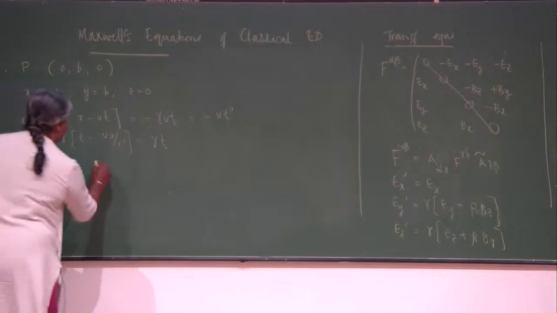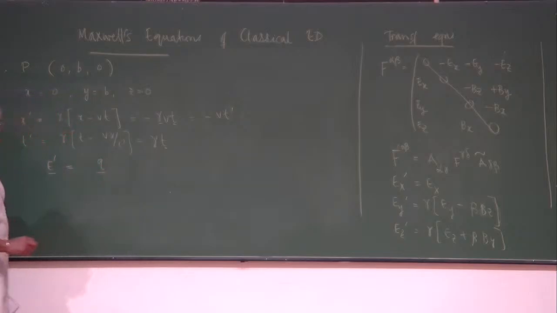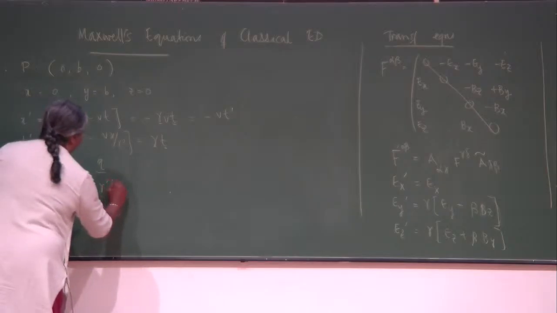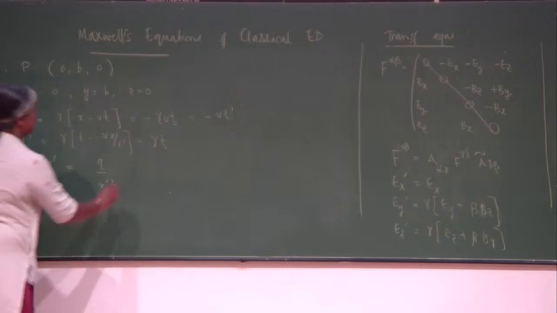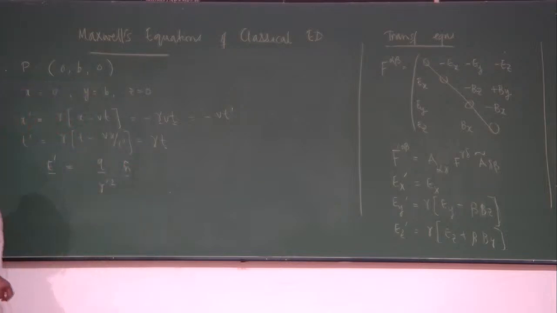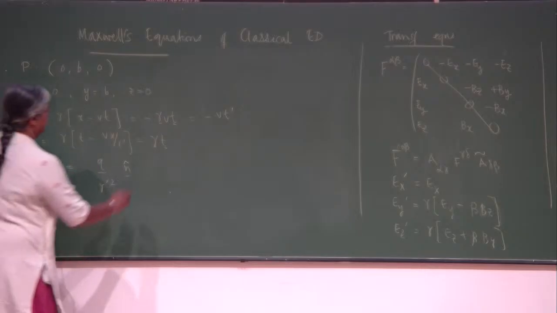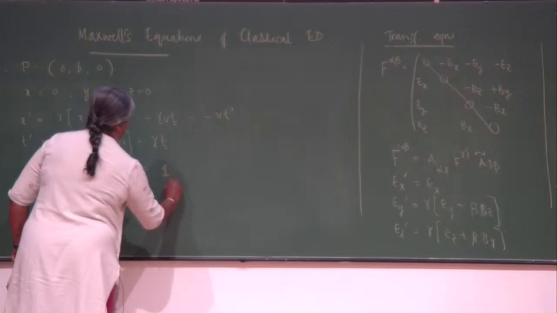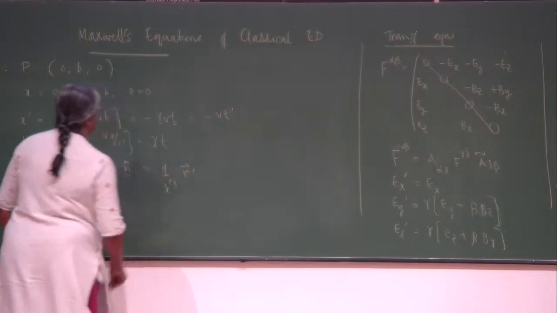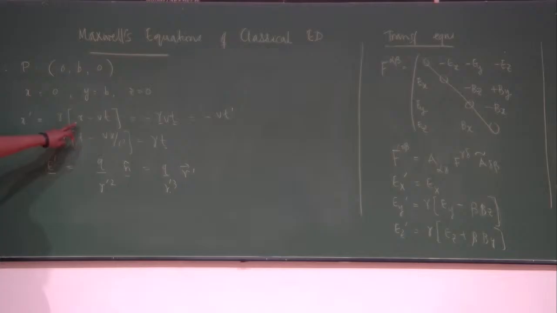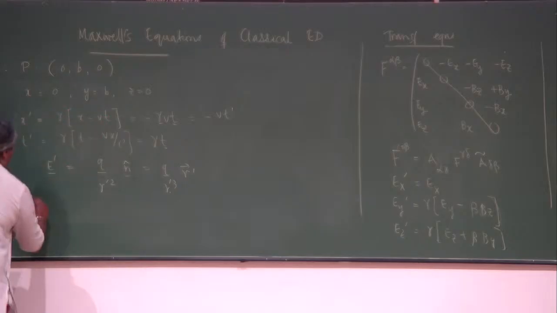So what do I have? Q by r prime squared. We are in E prime, right? And the direction is of course some unit vector. What is that unit vector? It has components, so if I write it as r cube times r, I can write it as q by r prime cubed into vector r prime. It will have coordinates of this and then b and then 0. So let me write each of these components.